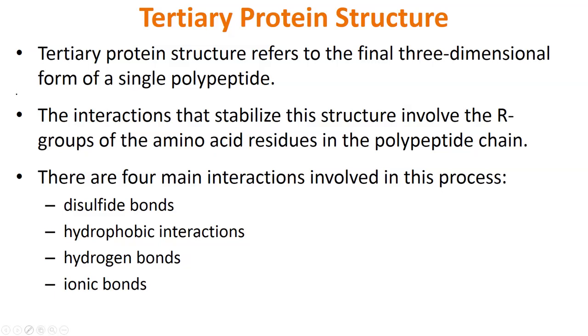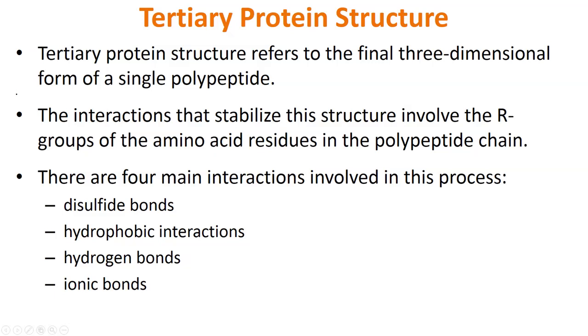Okay, so the next level of structure is tertiary protein structure. This is the final three-dimensional structure of a single polypeptide, and the interactions that stabilize the structure. Just remember the primary is just the sequence of amino acids. In secondary, we're only involving hydrogen bonding in the peptide bond. Now we're going to talk about things with the R groups when we're talking about tertiary, and also when we move on and talk about quaternary structure.